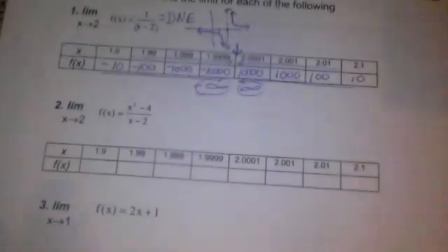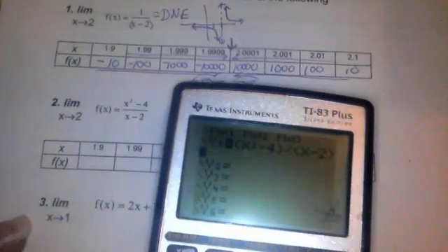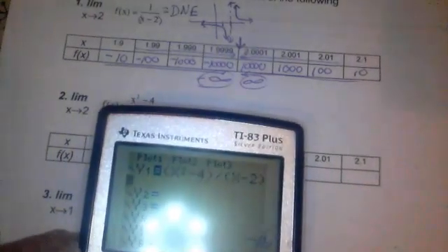All right, for the next one, I'm going to go ahead and do the chart first and see if we can figure it out from the chart, and then we'll talk about the graph. So we have x squared minus 4 over x minus 2. All right, so here's our equation.